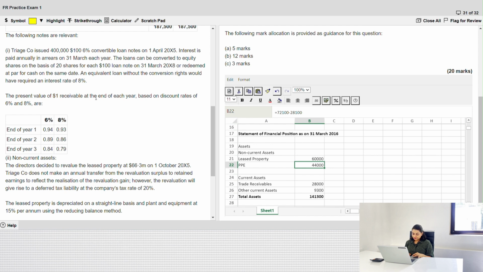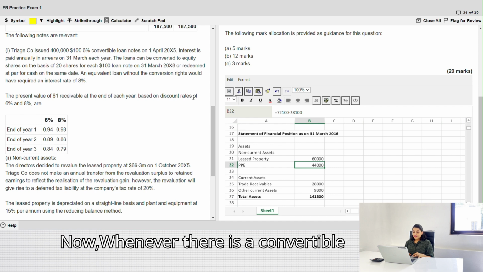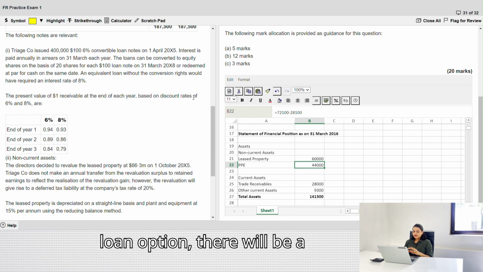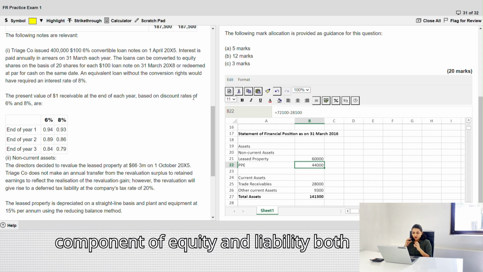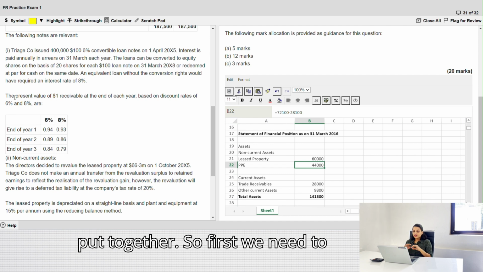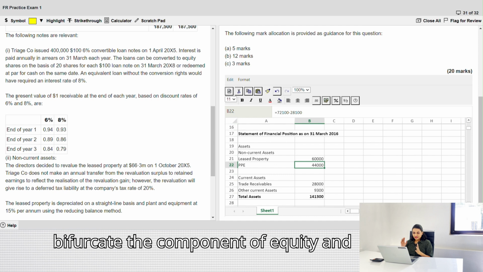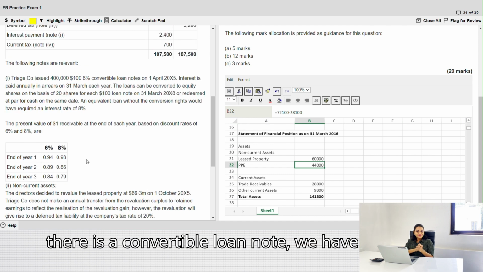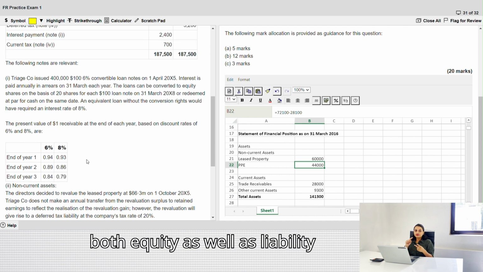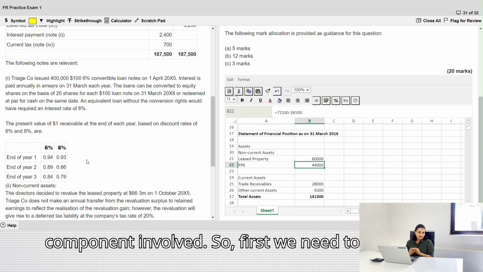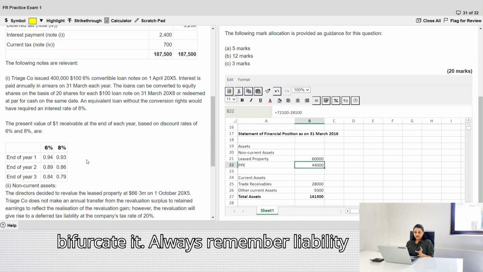Now, whenever there is a convertible loan option, there will be a component of equity and liability both put together. So first we need to bifurcate the component of equity and liability. Whenever there is a convertible loan note, we have both equity as well as liability component involved. So first we need to bifurcate it.